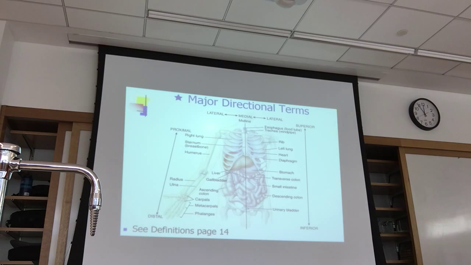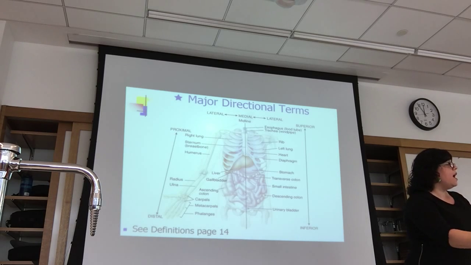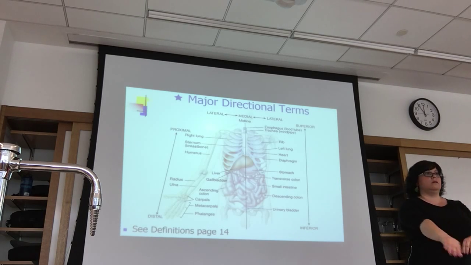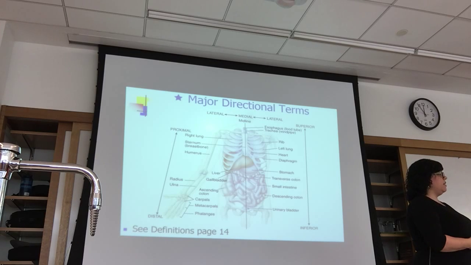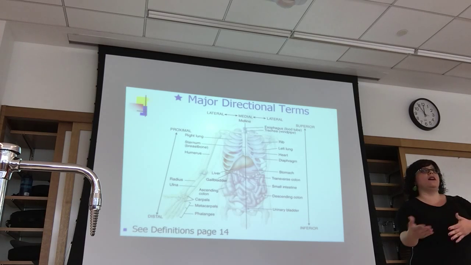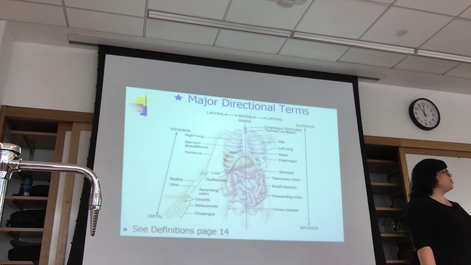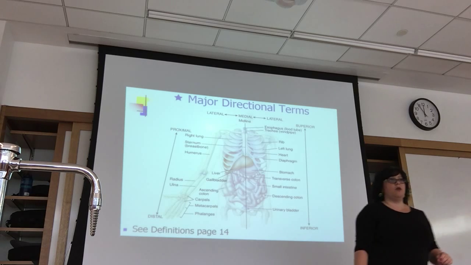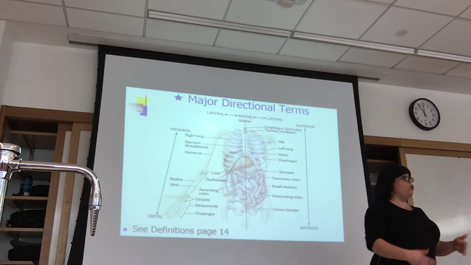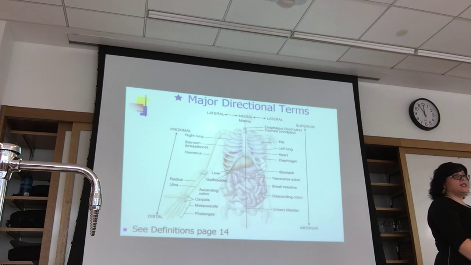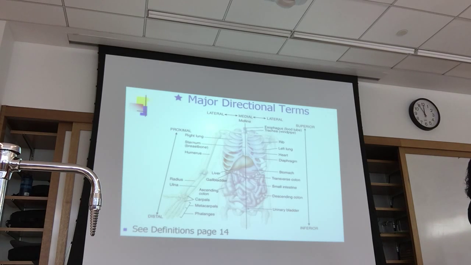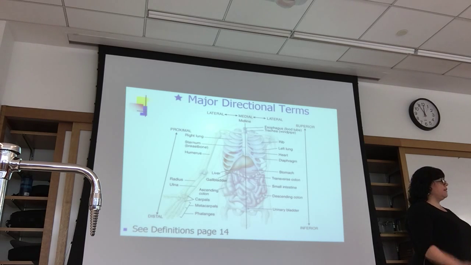So I could say the skin is what to the bone? And you fill in the blank. The skin is what to bone? Superficial. Skin is superficial to bone. Or I could say bone is deep to the skin. Superficial on the surface, deep you're going below the surface. Digging a hole.